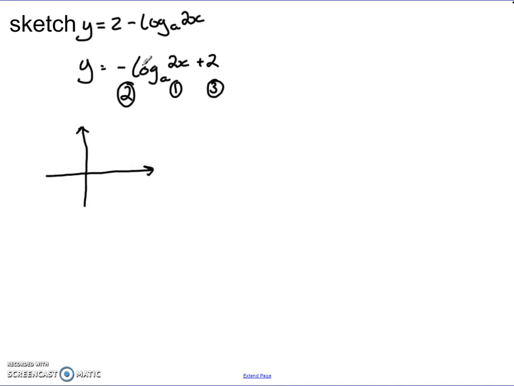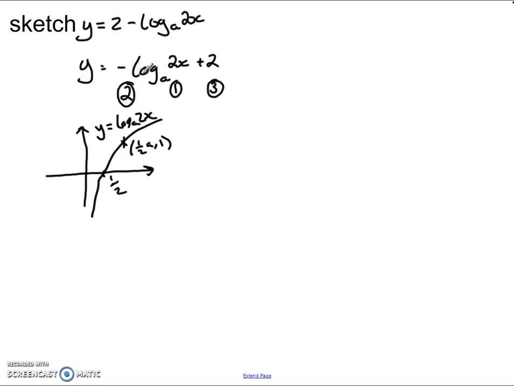Now, log to the base a of 2x, that's the first one. What that does is that squashes the entire curve in the x direction. So it halves all of the different points in the x direction. So all the x values get halved. So it cut at 1. That now shifts in and goes to a half. If we were to continue the curve up and out like that, the point that we had at a comma 1 goes to a half a comma 1. And that there is the first part of the curve, y equals log to the base a of 2x.